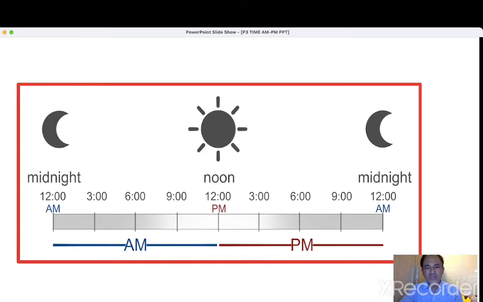12 p.m., 3 in the afternoon, 3 o'clock in the afternoon, 3 p.m., 6 o'clock in the evening, 6 p.m., 9 o'clock in the evening, 9 p.m., and then 12 midnight, go back around. Okay, so that's how we know the time, using the AM and PM.